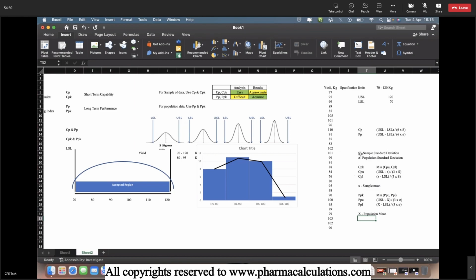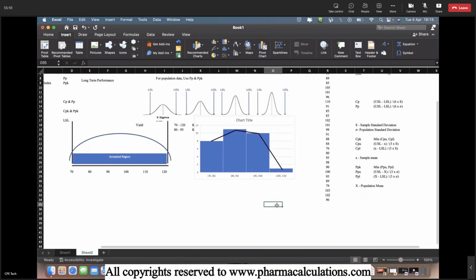So these are the formulas, and here I got sample data. As I got sample data, I'll be taking only Cp and Cpk. If I got population data, that means all the data points or all the yields of a particular product, then I should go with Pp and Ppk. Here I got only a sample of 30 batches, so I'll be preferring only the Cp and Cpk.